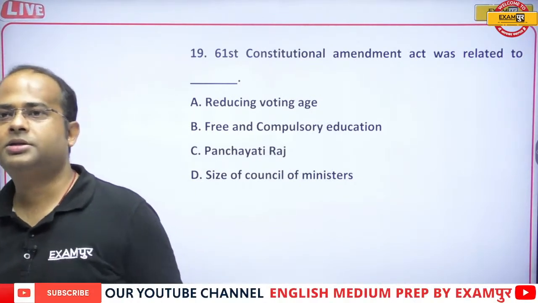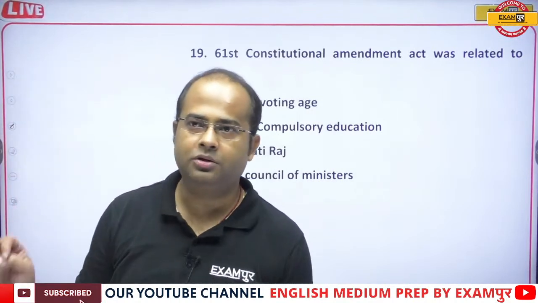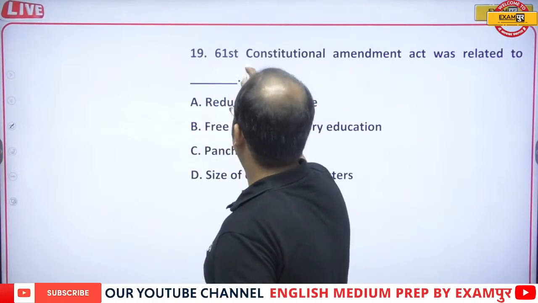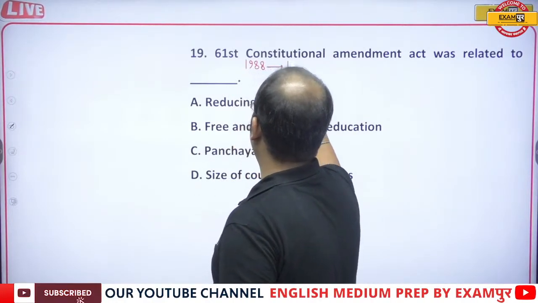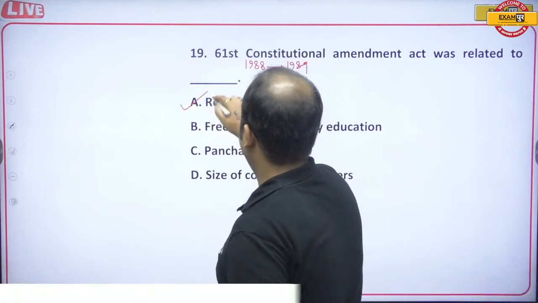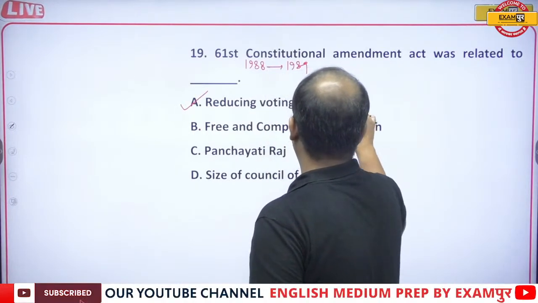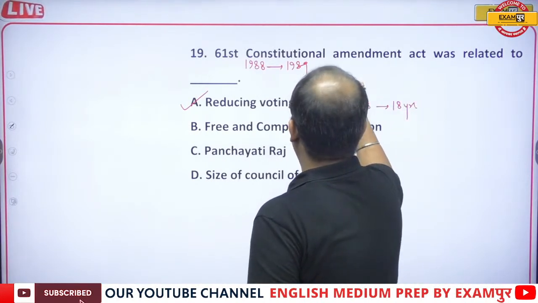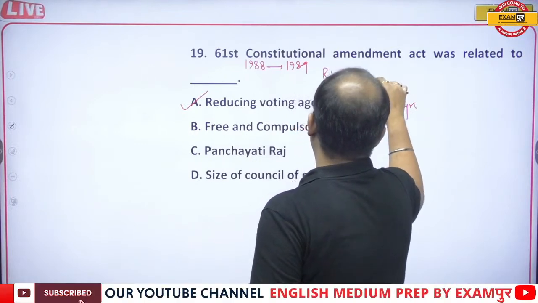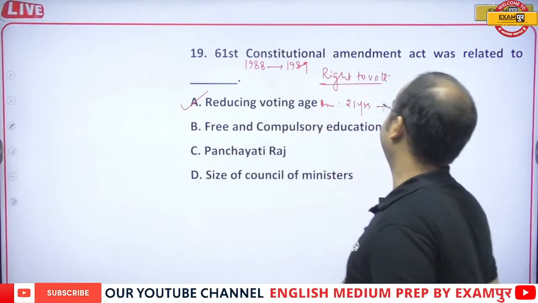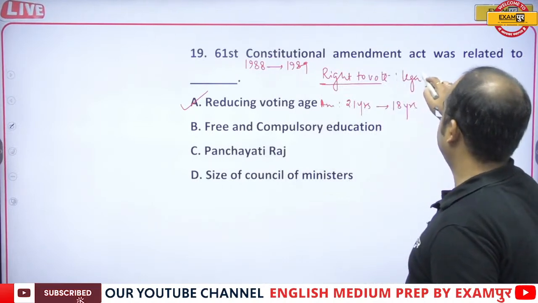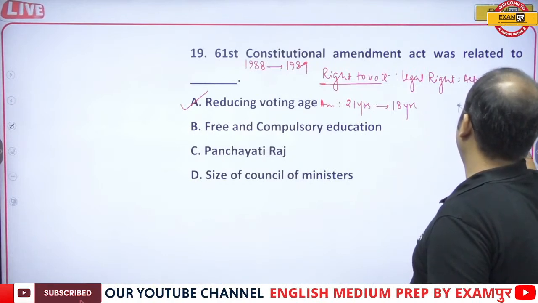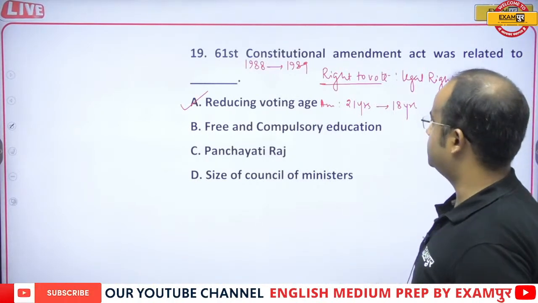Okay, let's see the correct answer. Sharvani is saying option A. Putin is also saying the same thing. Vijay is also saying. So 61st Amendment Act 1988, that was implemented in 1989, aimed to reduce the voting age from 21 years to 18 years. That means it amended the right to vote. And right to vote is a legal right in nature, and that is defined in Article 326 of the Indian Constitution.